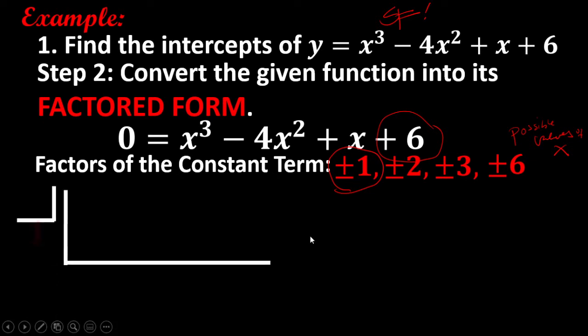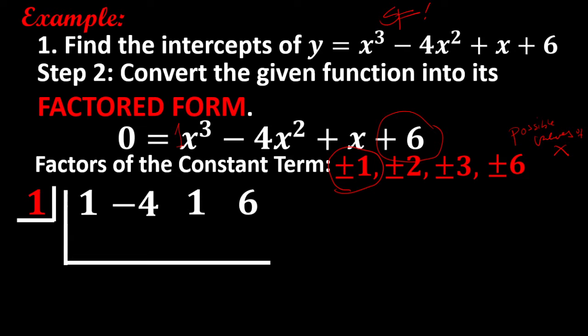Using synthetic division, we will be using 1 and get the coefficients of the given function x cubed minus 4x squared plus x plus 6. The first term is x cubed and x cubed has a coefficient of 1. This one has an invisible value of 1. And negative 4x squared, the coefficient is negative 4. X is 1 and positive 6. Okay? Remember that when using synthetic division, you have to first look at the given function if it is arranged from highest to lowest degree. So, tingnan natin. 3, 2, 1, and the constant. Naka-ayos naman siya. So, pwede na tayong dumiretso.